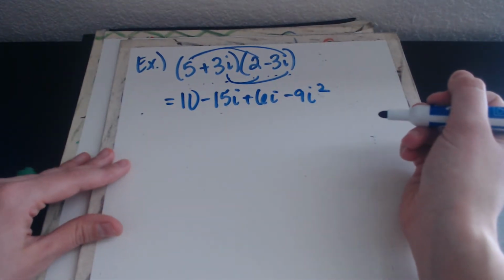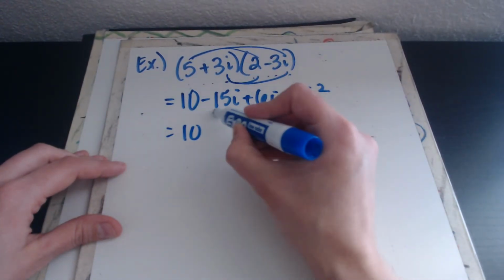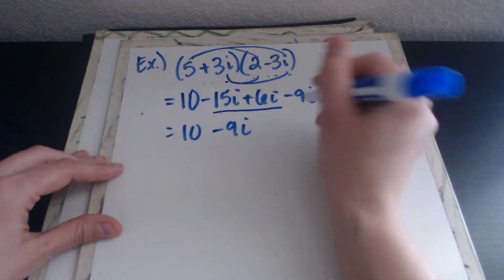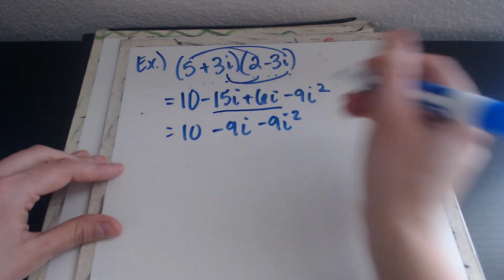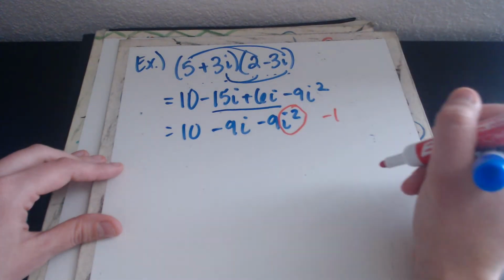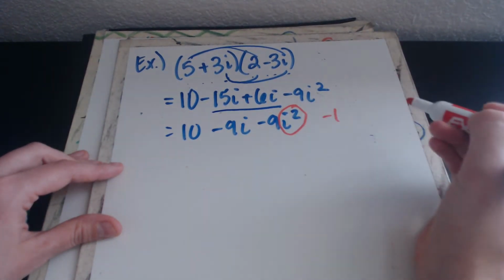Okay, so we're going to combine like terms. This is a 10, so the 10 is going to stay. These two are like terms. Negative 15 plus 6 is negative 9i. And then I have minus 9i squared. Now, just like on the last problem, remember that i squared is actually equal to negative 1. So that has to be simplified.